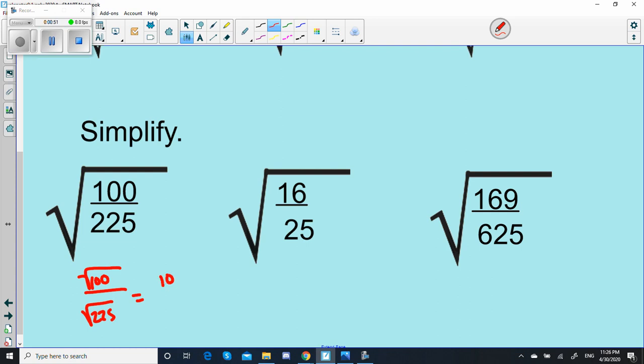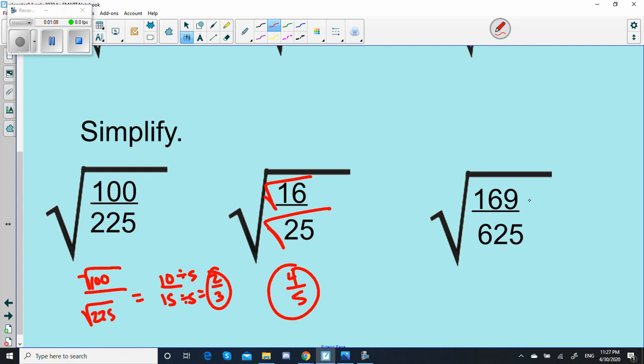So that would be 10 on the top and 15 on the bottom. That would simplify by 5, so my final answer there would be 2/3. I'm not going to rewrite it, I'm just going to put the radical top and bottom. So the answer to the second one is 4/5, and the last one would be 13 over 25. All I'm doing there is taking the square root of the top and then the square root of the bottom since they're both perfect squares.